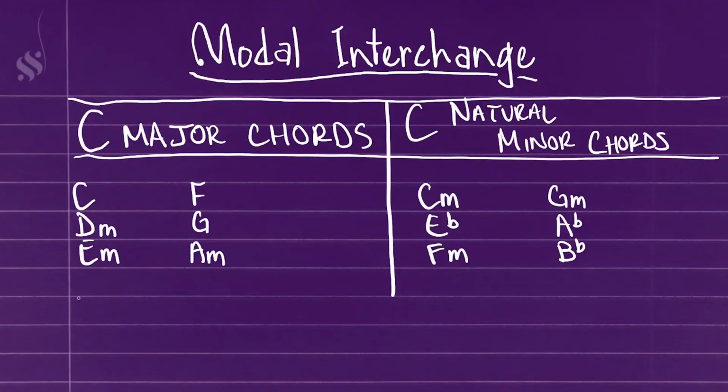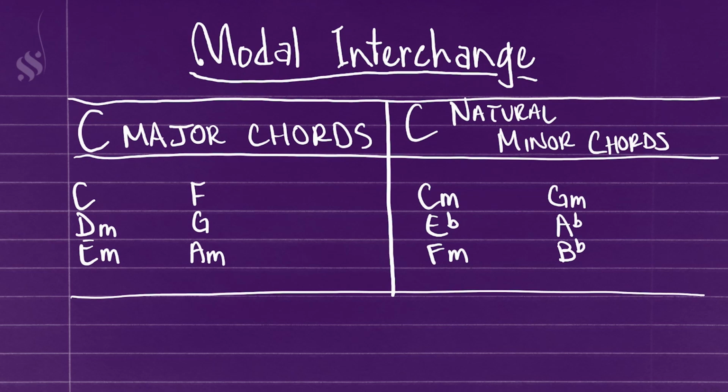On the left is a list of the diatonic chords in the key of C. That means the chords directly from the major scale. I've excluded the B diminished chord because, frankly, it's trickier to use. On the right is a list of the diatonic chords built from the C natural minor scale or the E flat major scale. They're more or less the same thing. Once again, we're excluding the diminished chord, which in this case is D diminished.